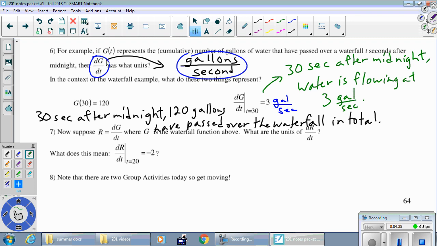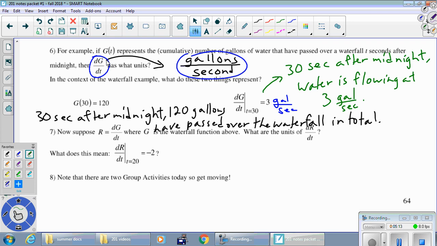Now, we introduced the word flow here because we understand really well the derivative in this case, but it's okay if you are in an unfamiliar context in a problem and you don't happen to know the corresponding word like flow. You could have said something more generic, like 30 seconds after midnight, the rate at which the water is passing over the waterfall is changing at 3 gallons per second. I think I overused the words rate and changing there. So the rate is 3 gallons per second. The number of gallons flowing over the waterfall is increasing at 3 gallons per second, and that would be totally fine.